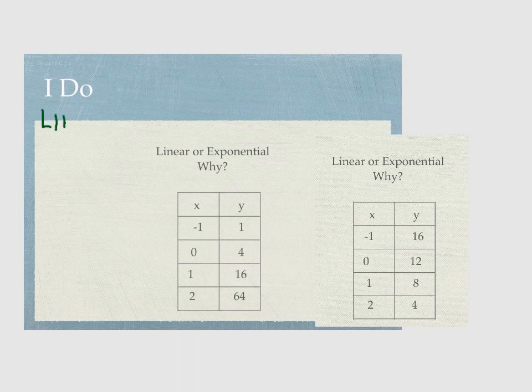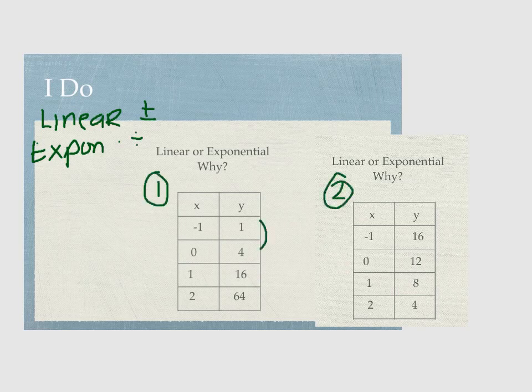Remember that linear is adding or subtracting and exponential is multiplying or dividing. So let's look at this first example here. I start from my top and I ask myself, how do I go from 1 to 4, 4 to 16, and 16 to 64? From 1 to 4, I times 4. From 4 to 16, I'm timesing 4. 16 to 64, I times 4. So every single time, I am timesing 4.